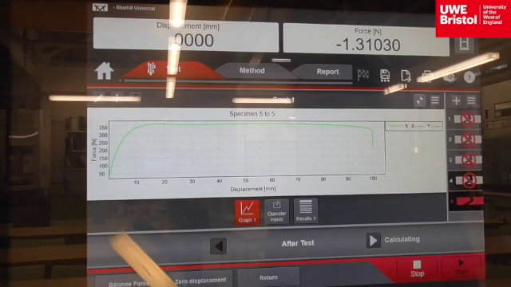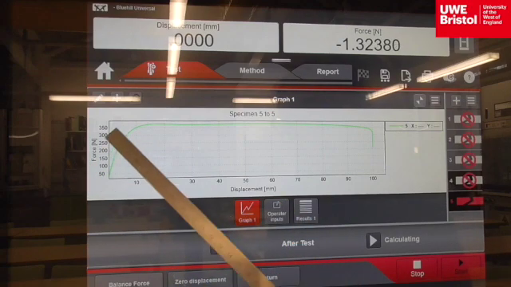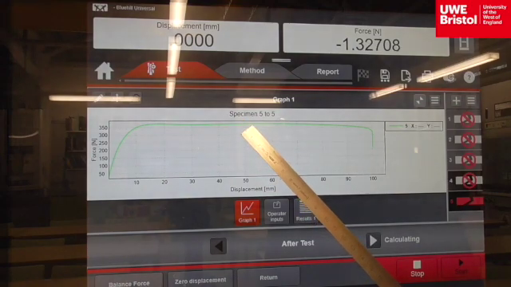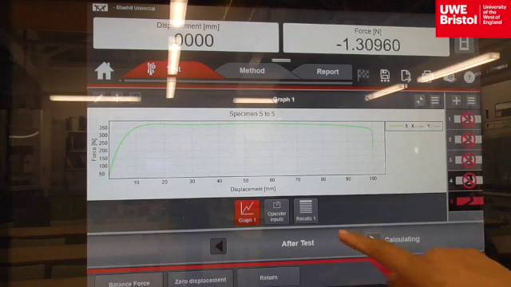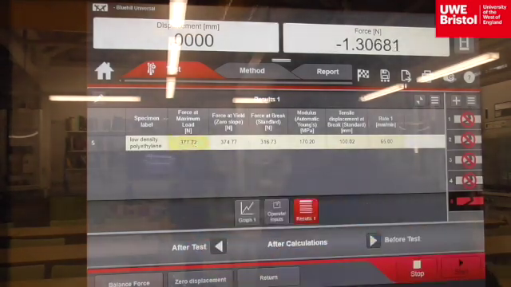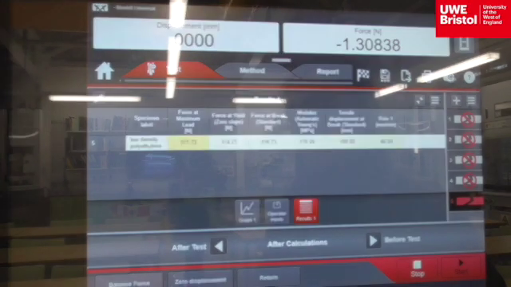From the plot of force against displacement for low-density polyethylene, the maximum load was not hugely over 350 newtons. Tap on calculating results. It shows 377.72 newtons for maximum force. It's F max.